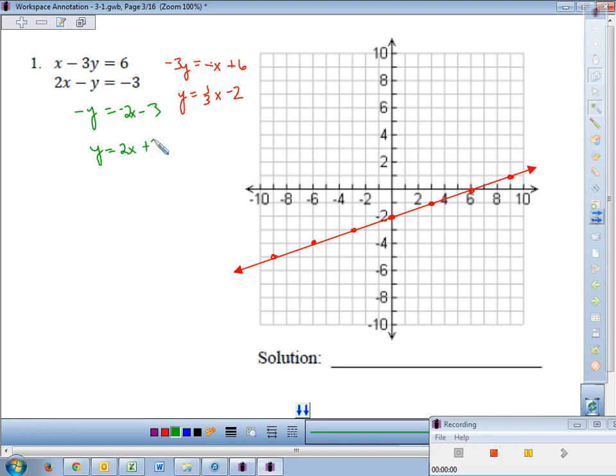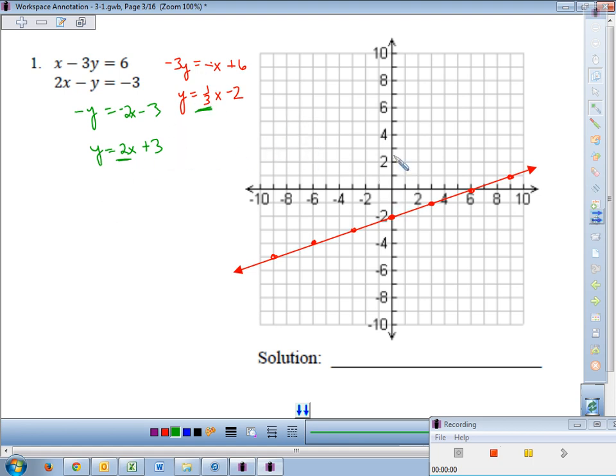And now what I'm looking for is to get a green dot on top of a red dot. That's where I'm looking to get the system's solution at, if that even happens. I can tell that that's going to happen right now because these lines are not parallel to each other. They don't have the same slope, and it's not the same line, so it's not going to be coincident lines.